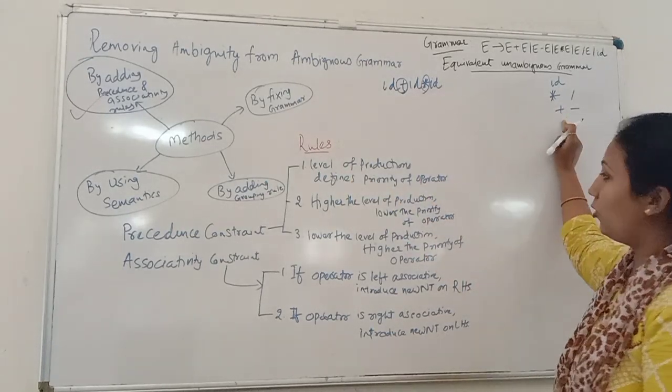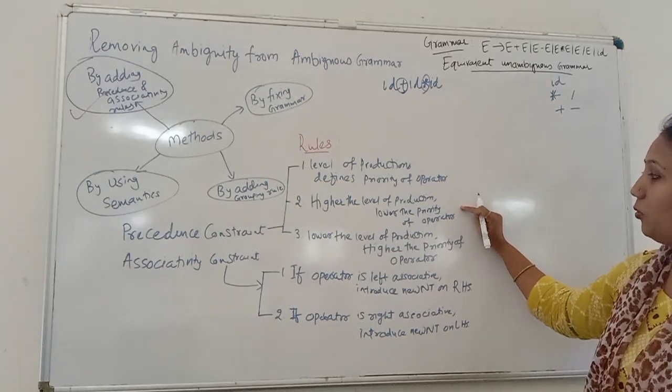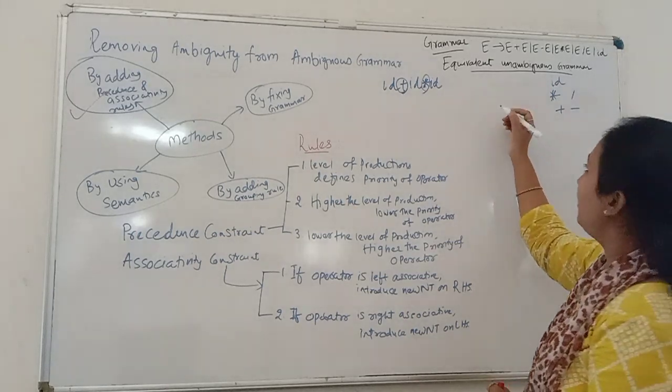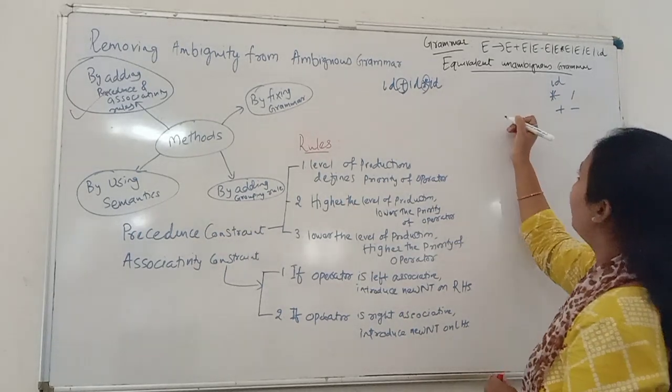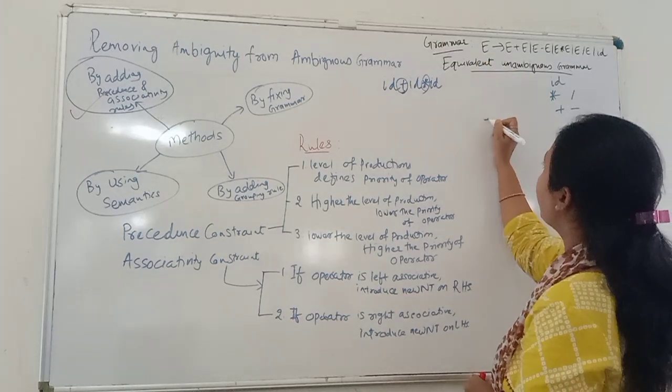Second, the higher the level of a production, the lower the priority of the operator. It means that when we rewrite the production, so let's rewrite the production. We have the starting symbol E, so let's start with E.